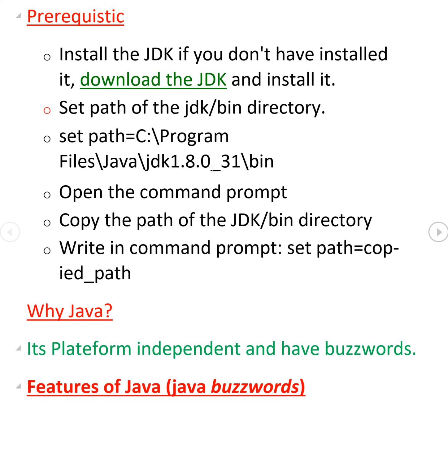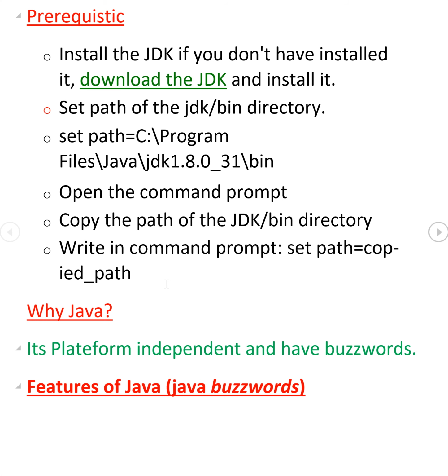So you have to set your path in the command prompt. You just have to open the command prompt, copy the JDK bin path and write these things. If you want to do a permanent path setup, we will tell you in the next video. So why Java? We have already understood why Java. Java is platform independent and has buzzwords.